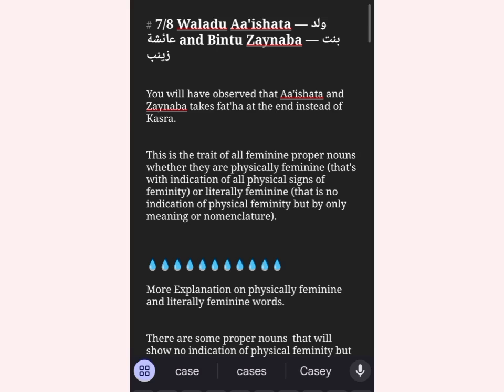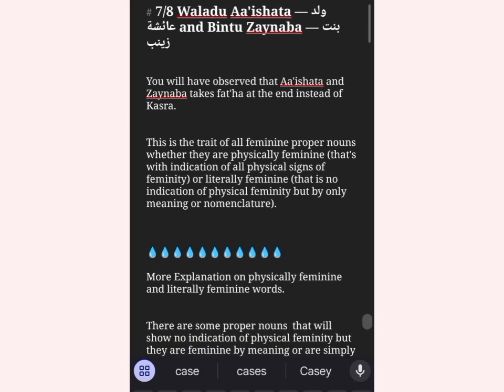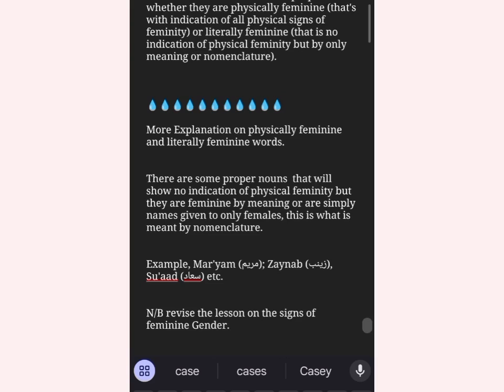So it is mudhakkar lafzi. By structure, it looks like a masculine because it does not have a feminine indication. However, by meaning, it is feminine, feminine by implication. They have the meaning of a feminine, but by physical look, by structure, they are not feminine. Now, if this is understood, let's look at more explanation of this.